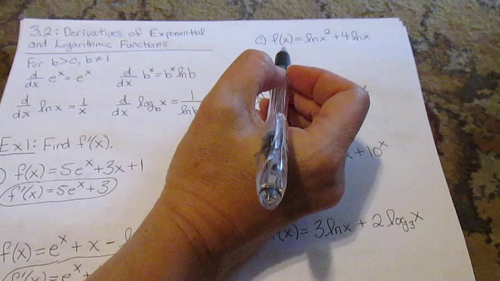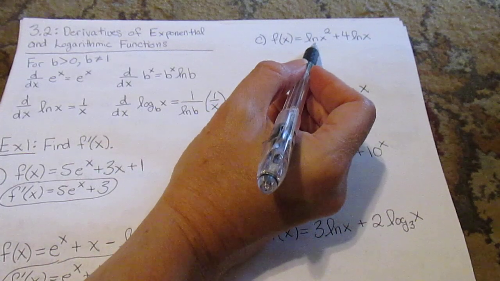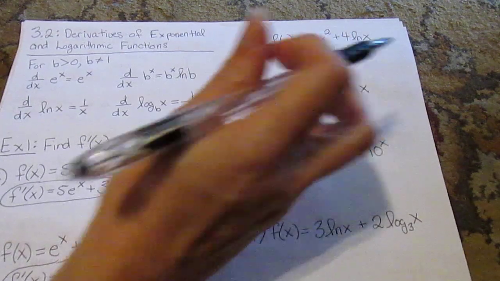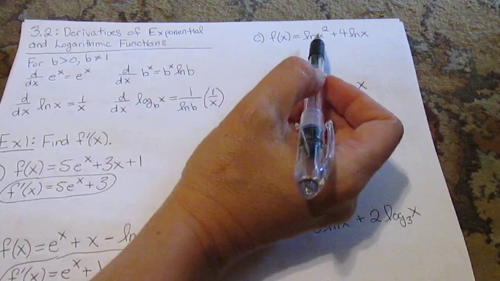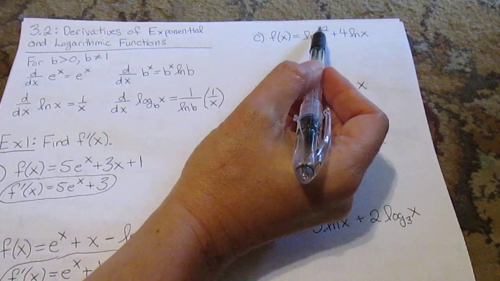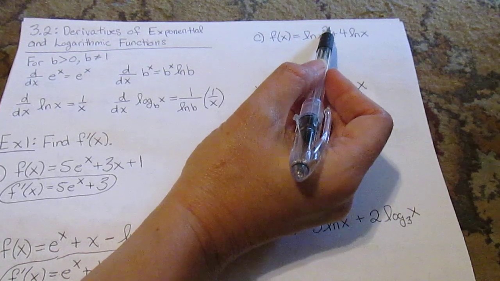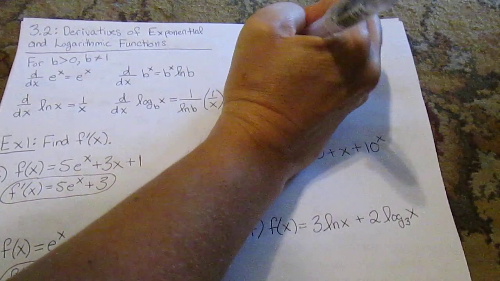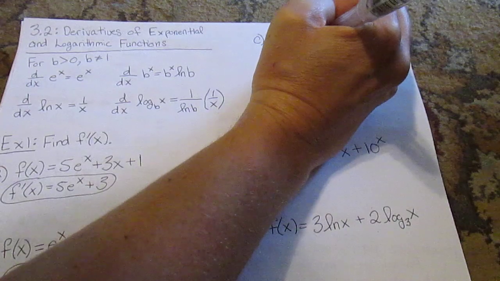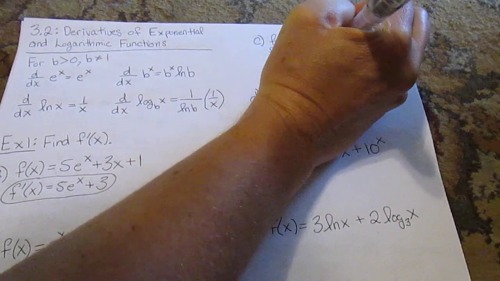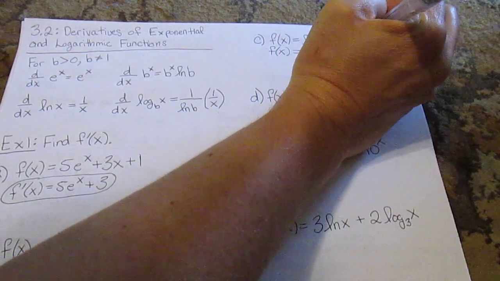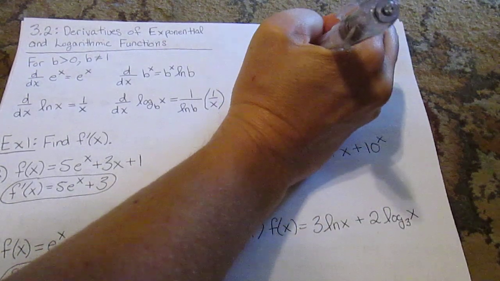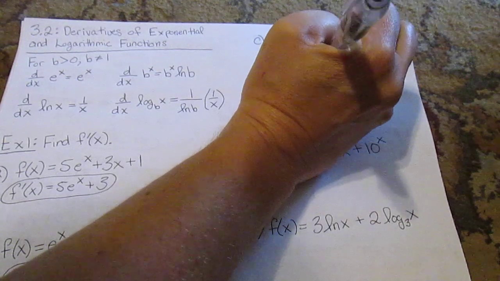Okay, part C, I've got f of x equals ln x squared plus 4 ln x. Well, before I take the derivative, I want you to remember what we did with our logarithms. If it had an exponent, we could put that down in front. So first of all, I'm going to rewrite my problem. This is 2 ln x plus 4 ln x. And then we can combine them and get 6 ln x.